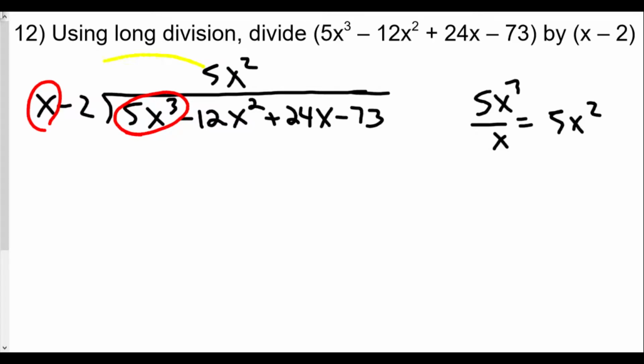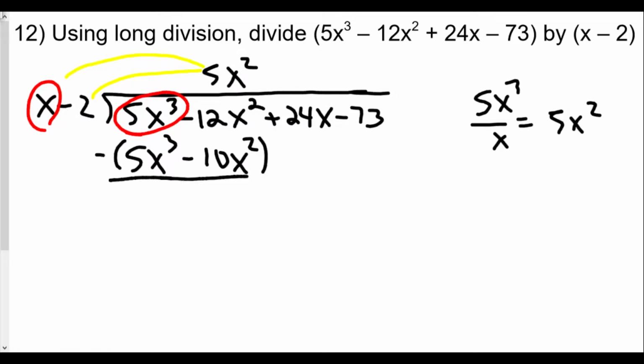We distribute. Do you need to draw rainbows? No, but if it helps you out, why not? So 5x squared times x is 5x to the third. 5x squared times negative 2 is negative 10x squared. And we're subtracting. Okay? Again, the 5x cubed minus 5x cubed should cancel out. But now we have negative 12 minus negative 10. So I'll put down the negative 12 minus negative 10. All right? X squared, of course.